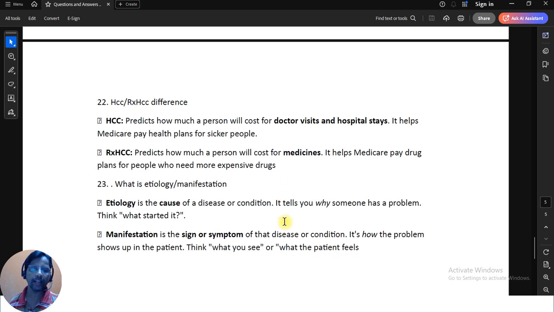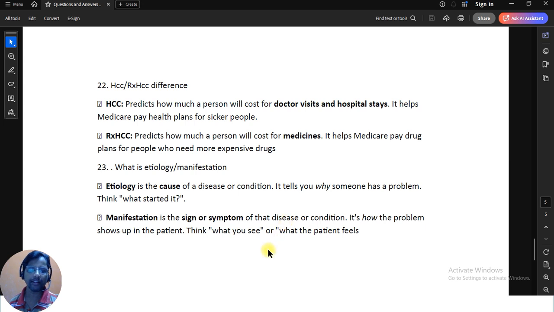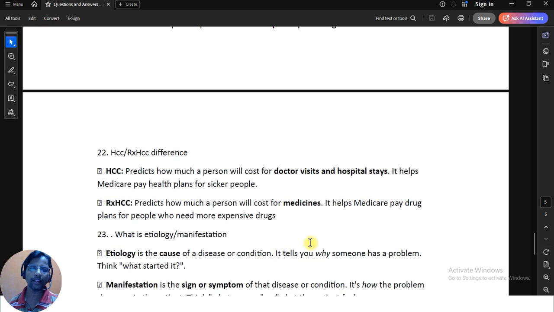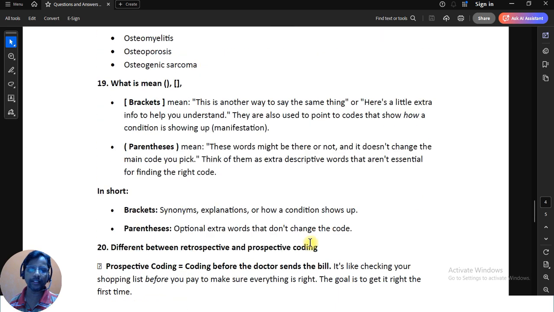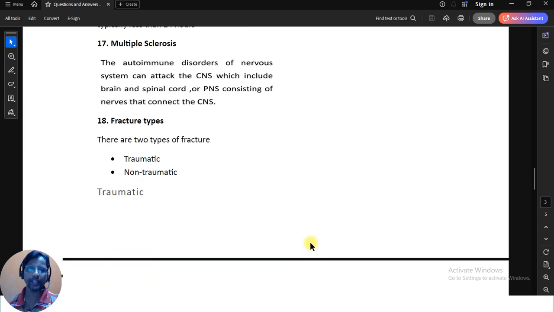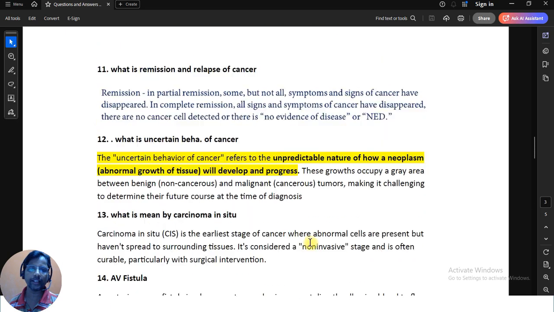Okay. Next, what is etiology and manifestation? So this is simple. Etiology means the cause of the condition. Okay. Manifestation means the sign or symptom of the disease or condition. Okay. So these are the most common interview questions nowadays that you will encounter in HCC coding interviews.